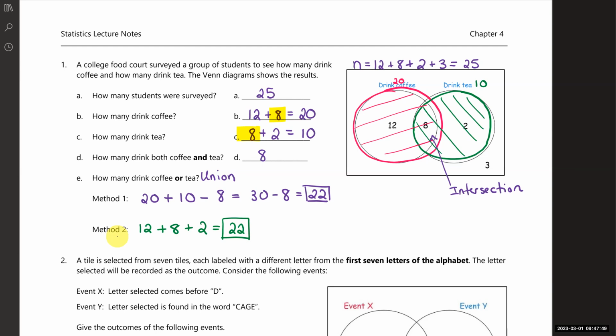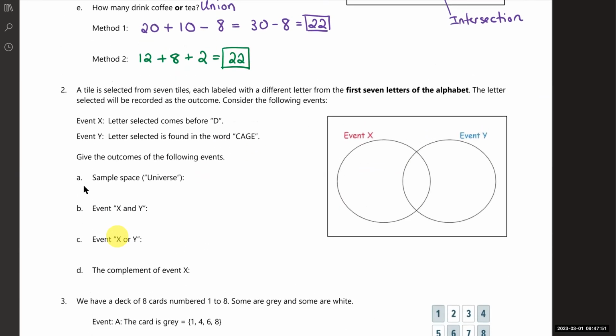And we'll try another. All right, number 2. A tile is selected from 7 tiles, each labeled with a different letter from the first 7 letters of the alphabet. And we'll pick a letter at random and consider these 2 events. All right, so first what I want to do is list the sample space, and you also hear it referred to as the universe. So every outcome that would be possible, and we have 7 tiles, A, B, C, D, E, F, G. So 7 tiles labeled with the first 7 letters of the alphabet.